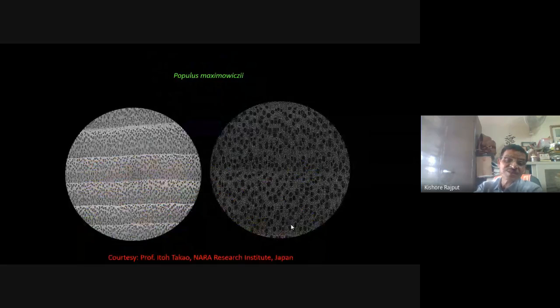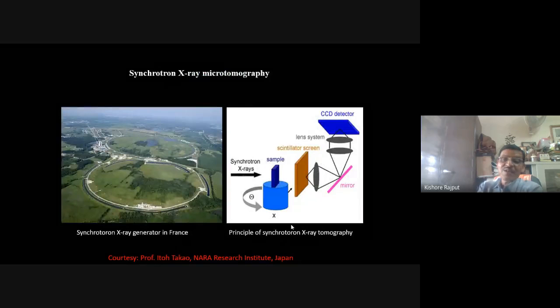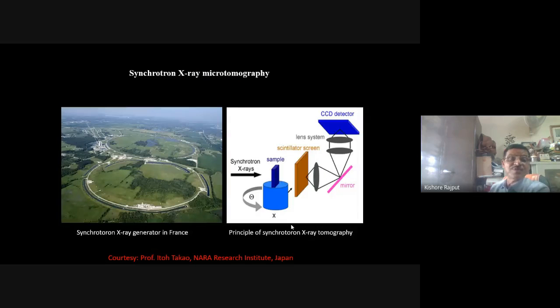And this is how the images are obtained using this technique. Now this is something new, synchrotron, that is X-ray microtomography. On the left side you are seeing two very large circles. These two circles are nothing but the entire single instrument.